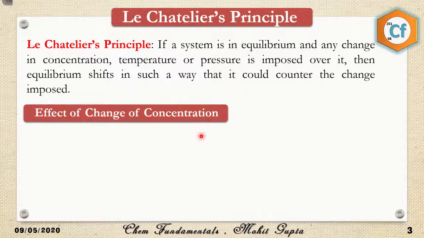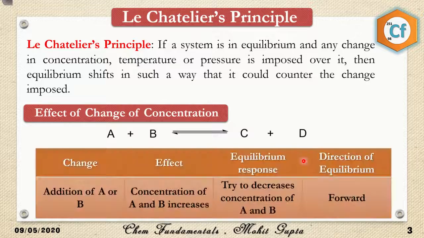First of all, we'll be discussing the effect of change of concentration. If I have an equilibrium reaction and I'm going to change the concentration of a reactant or the product, let's see how it goes. I'm taking an example of A plus B giving C plus D. Here, A and B are the reactants, whereas C and D are the products.